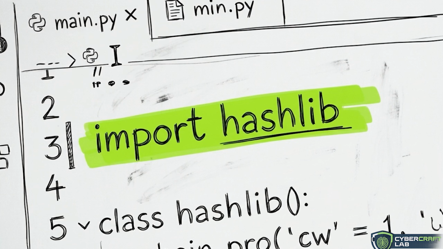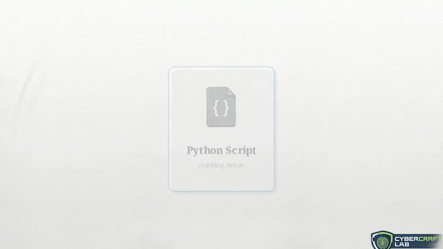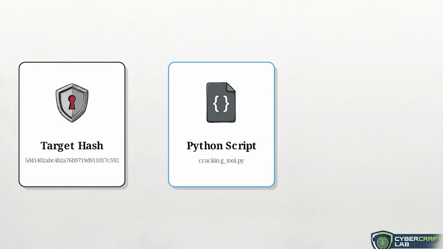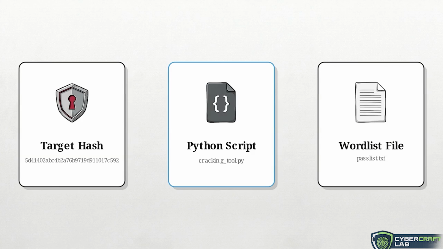We begin by importing hashlib. This is Python's standard library for secure hashes and message digests, providing the mathematical functions needed for the comparison. The script then asks the user for two pieces of information: the target hash we want to crack, and the name of the word list file we're going to use as our dictionary.